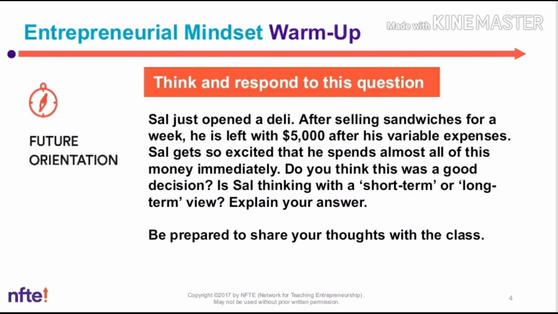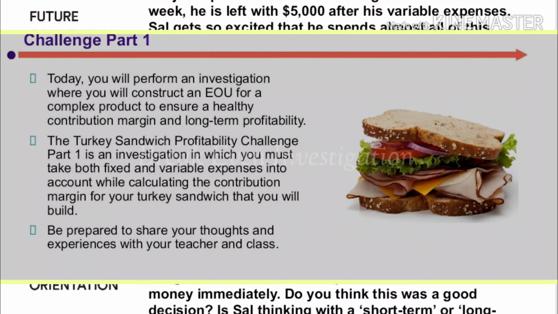Before we begin our investigation, let's do a warm-up. Sal just opened a deli. After selling sandwiches for a week, he is left with $5,000 after his variable expenses. Sal gets so excited that he spends almost all of this money immediately. Do you think this was a good decision? Is Sal thinking with a short-term or long-term view? Explain your answer. Be prepared to share your thoughts with the rest of us.